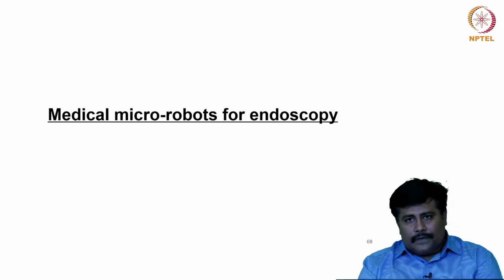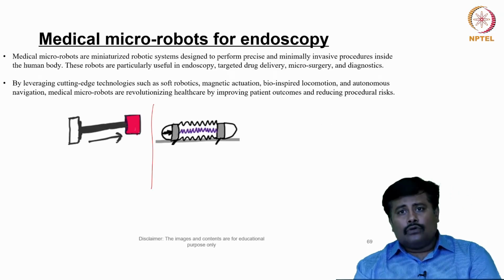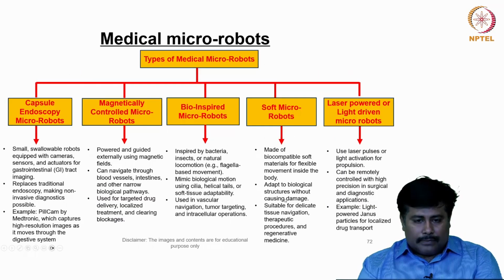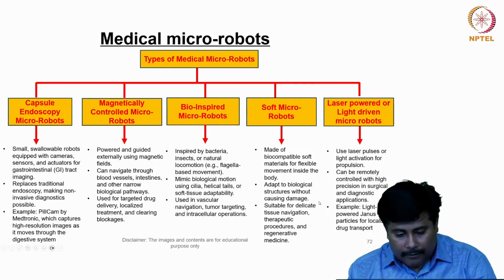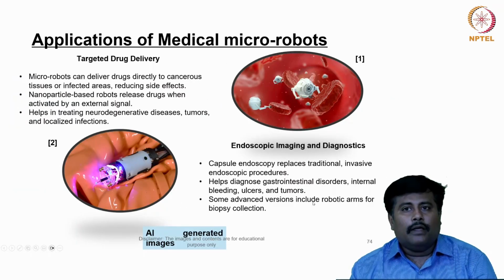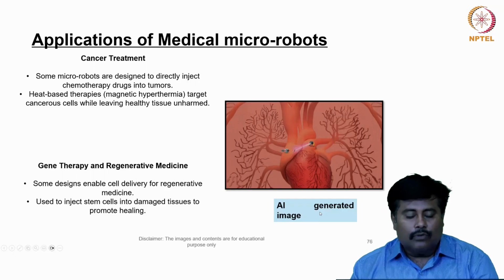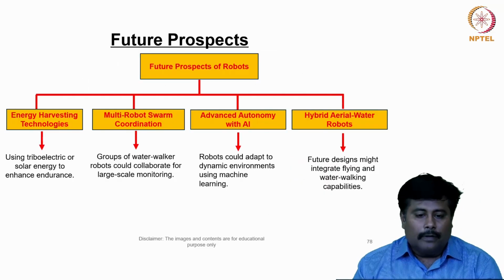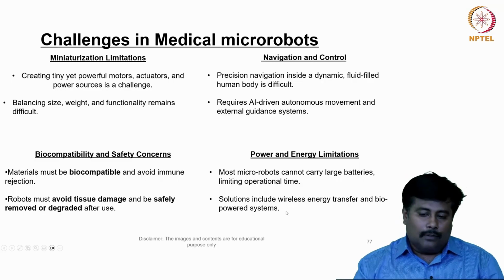Then one specific case study we discussed is a medical micro robot for endoscopy application. We took two different mechanisms: one is a peristaltic based mechanism and another is a PZT actuator based mechanism. We covered the types of medical micro robots effectively used for different applications, the key components and working mechanisms employed, their applications, and the different micro robots being deployed. We also discussed the challenges in medical micro robots.